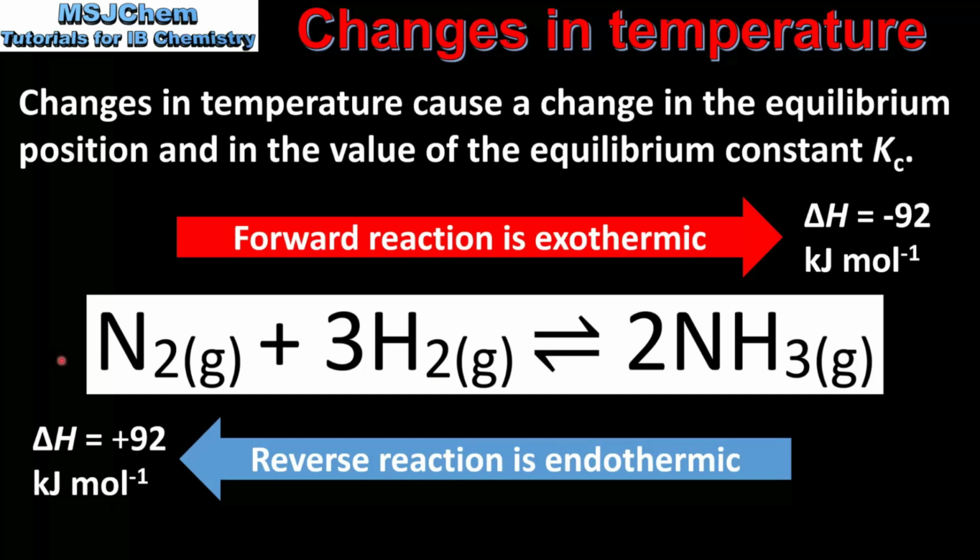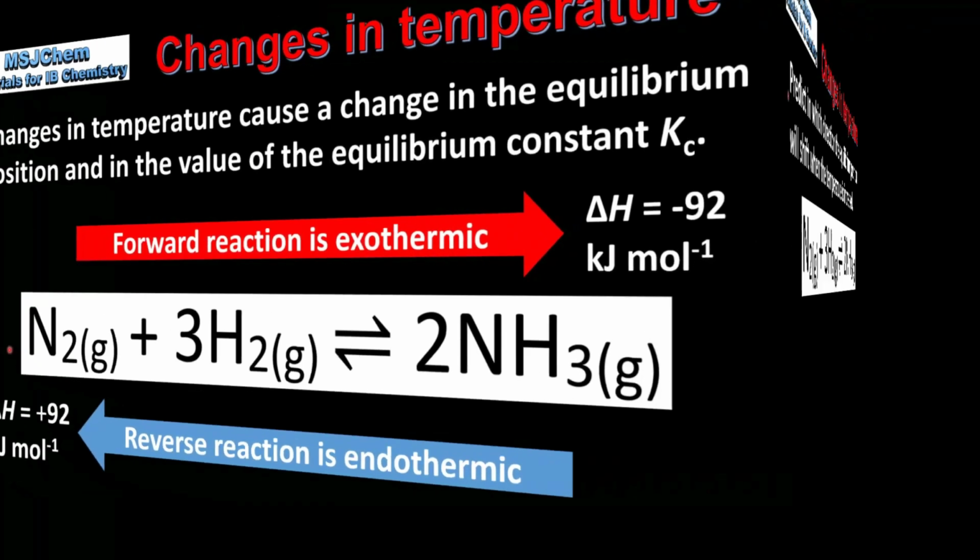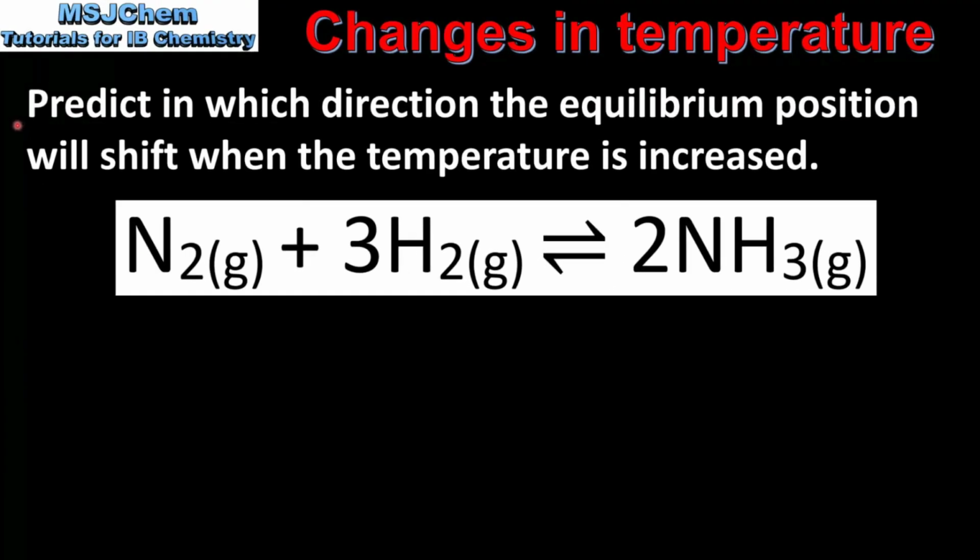So when we use Le Chatelier's principle to predict in which direction the equilibrium position will shift, we need to know if the forward reaction is endothermic or exothermic. If the forward reaction is exothermic, the reverse reaction is endothermic, and vice versa. Next, we'll predict in which direction the equilibrium position will shift when the temperature is increased.